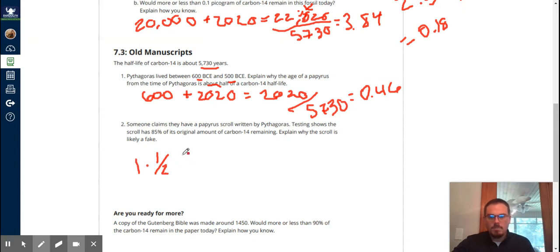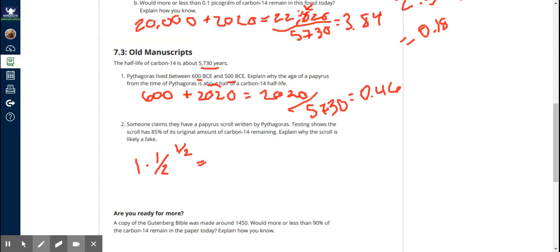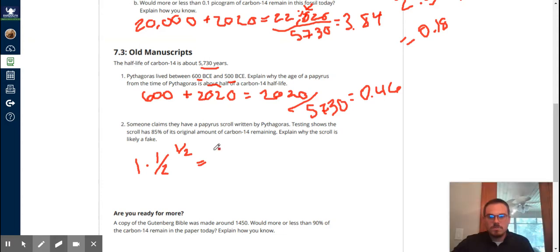So if I had 100%, times the half-life to a half cycle, what am I going to get? Well, 1/2 to the power of 1/2 is about, we'll call that 0.71 or 71%. So the reason we put a 1 there, we could have put a 100, that's the amount. Essentially what we're saying is that it has all of its carbon-14 when it was written, right? All the carbon-14 that it has. But the scroll now has 85% of it.